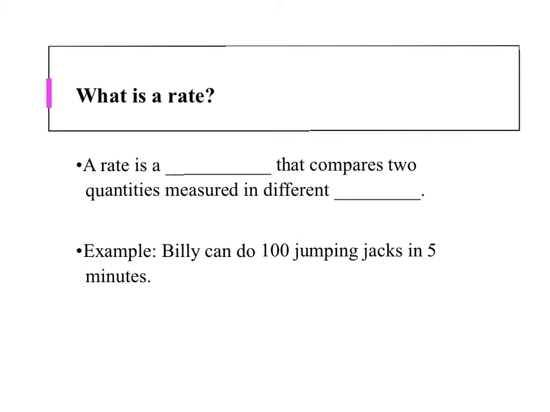A rate is a ratio that compares two quantities measured in different units. So if you think back to yesterday, we were comparing like items to items. We did apples to cherries, or we did cupcakes to donuts, or dogs to cats. When you're talking about a rate, you're talking about things that have different units.